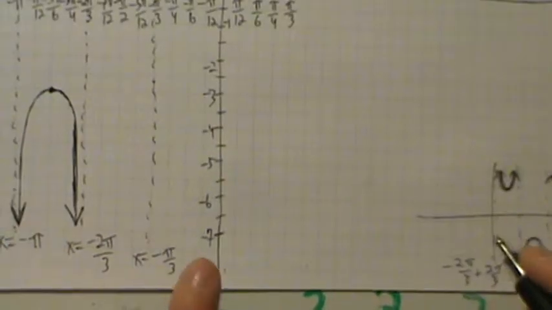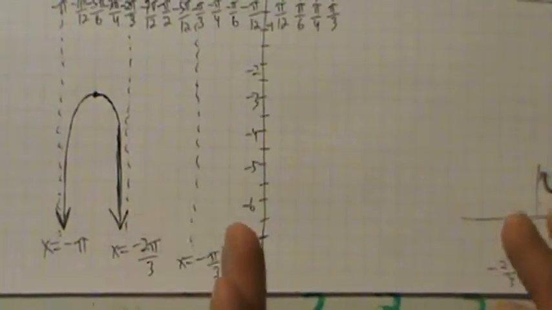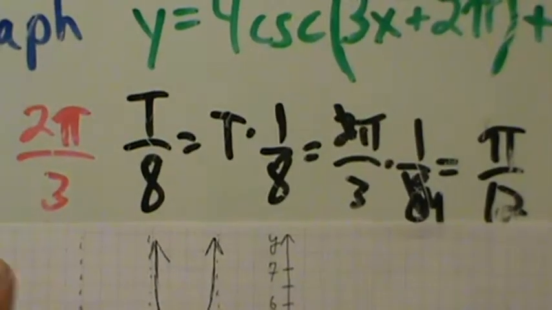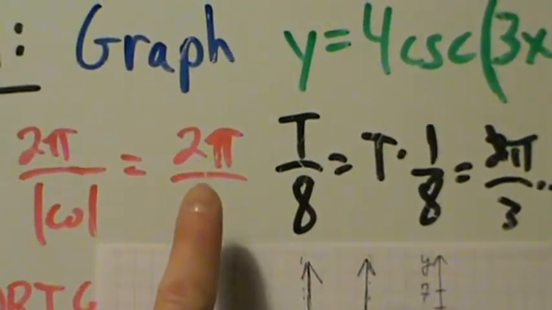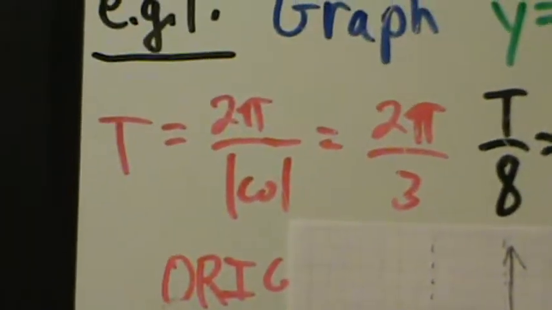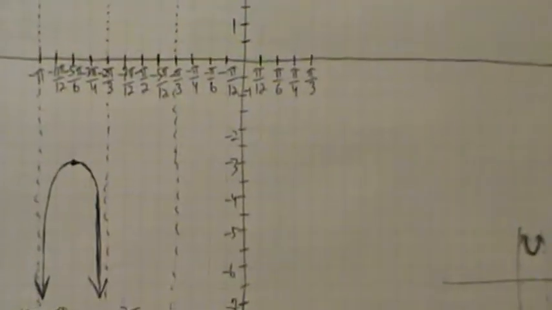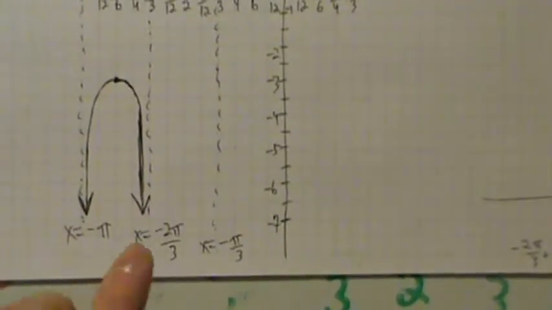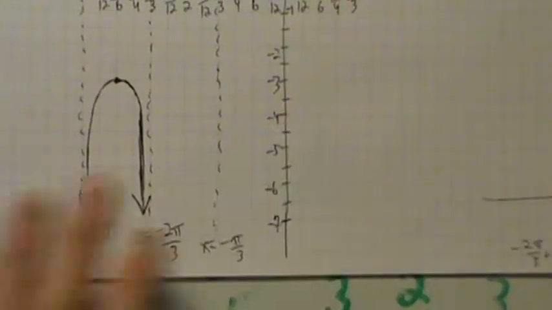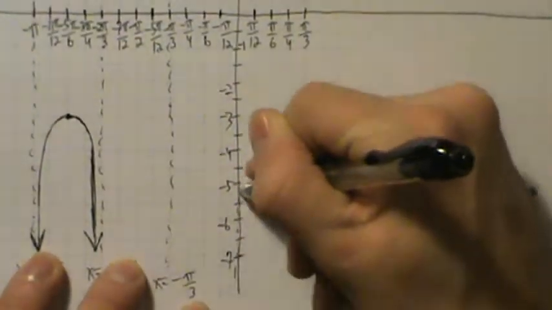Okay, so at x equals 0, we're going to have another vertical asymptote because the period is 2 pi over 3. Okay, and every 2 pi over 3 units, the graph starts repeating. Okay, so since we have a vertical asymptote here, we'll have another one 2 pi over 3 units to the right, which is right here at x equals 0.